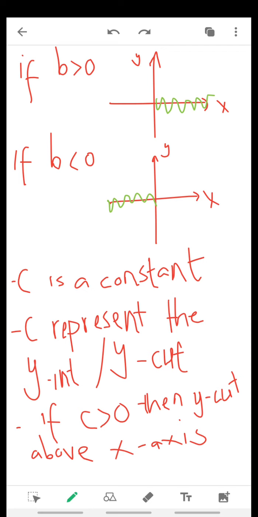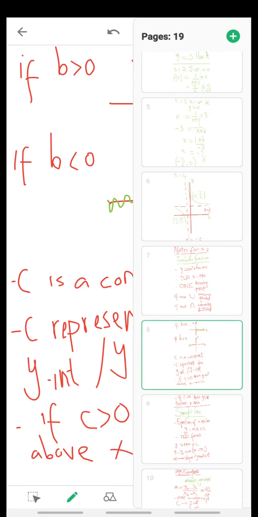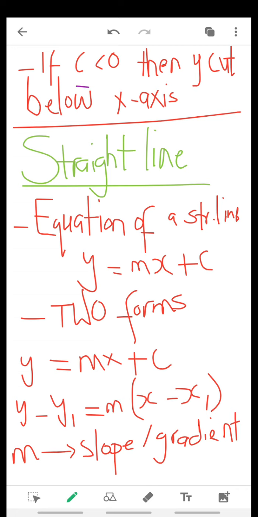Then when C is positive, what does it mean? Since C is a y-cut, it means your graph will cut the y-axis above the x-axis, meaning it will be cutting the part of the y-axis which is above the x-axis. Okay, and then if your C is negative, there we go. If your C is negative, then your graph will be cutting the y-axis below the x-axis. All right, very, very important.